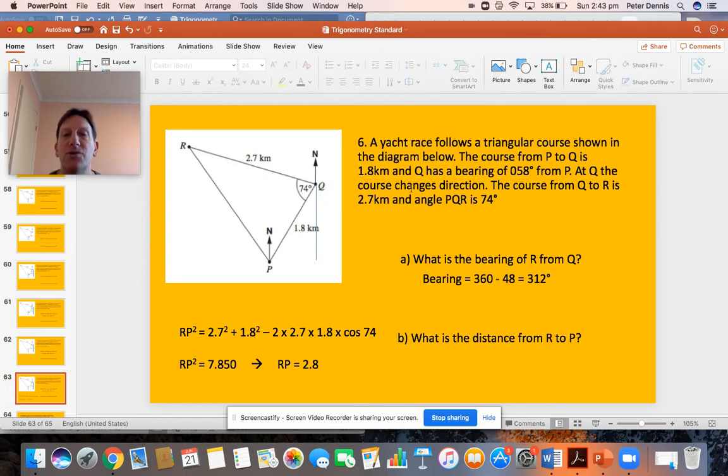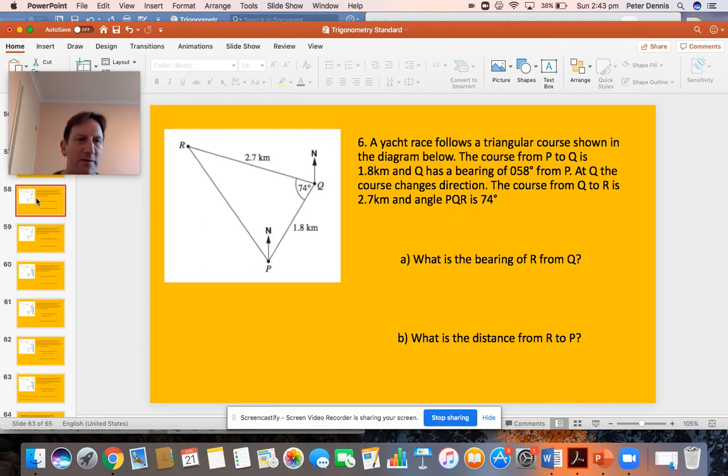At Q, the course changed direction. The course from Q to R is 2.7 at an angle of 74 degrees. So what is the first question that they're asking? First question is, what is the bearing of R from Q?